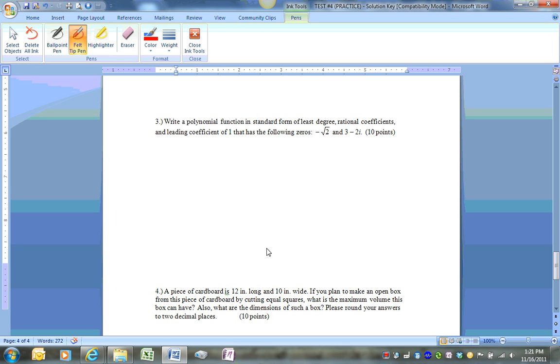Number 3. Write the function in standard form of least degree, rational coefficients, leading coefficient 1, that has the following zeros. So if you want rational coefficients, no radicals, and no imaginary numbers, then if you have negative root 2 as a zero, so is root 2. 3 minus 2i, so is 3 plus 2i. So these are your additional zeros.